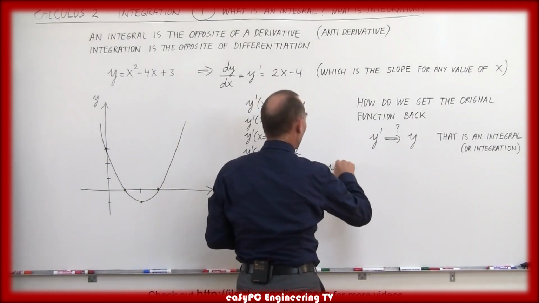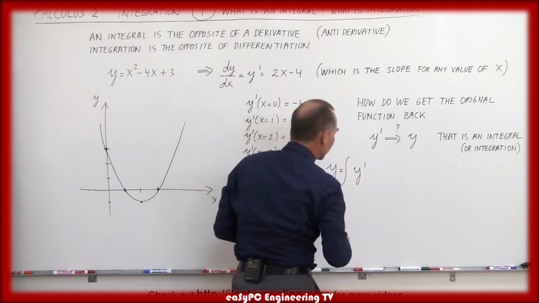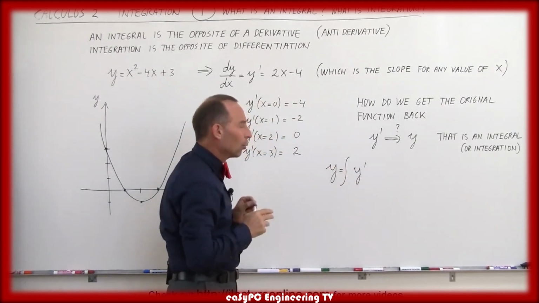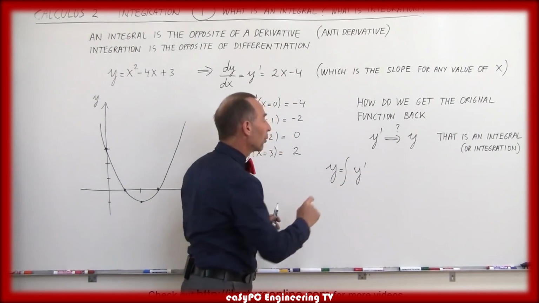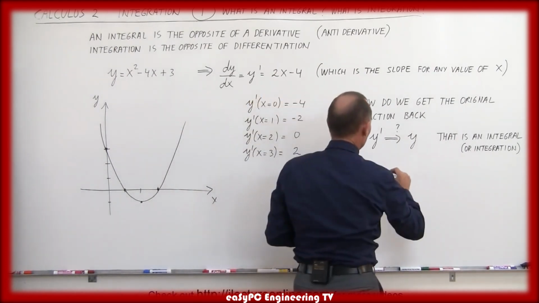We could then say that y is the integral of y prime. Oh, I should put an equal sign there. Now that's not the exact right notation, but we use that little s symbol there. That means integration. We're going to integrate y prime. More properly written, we write it like this.